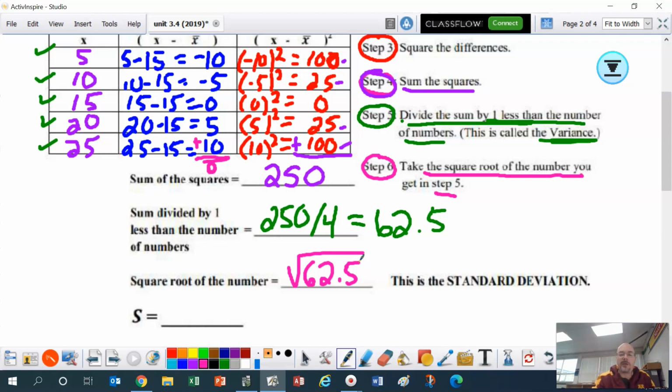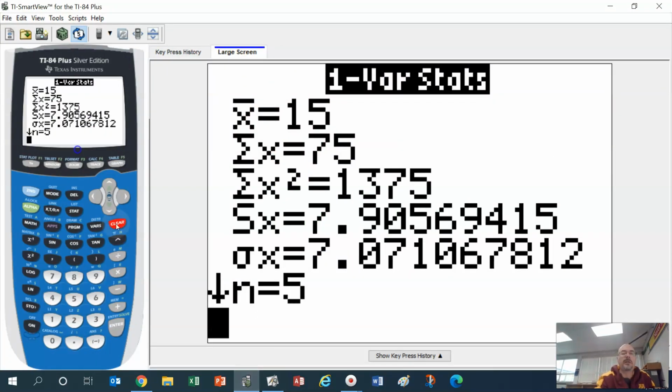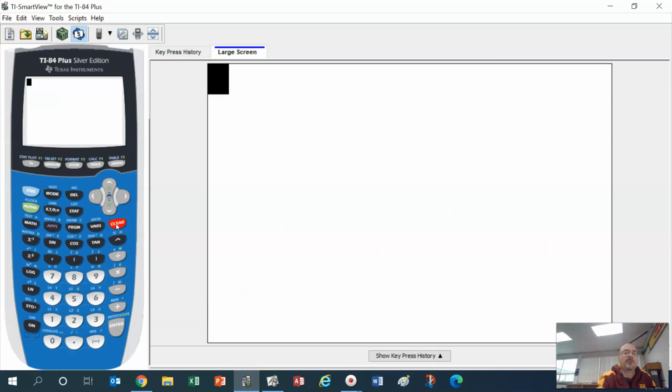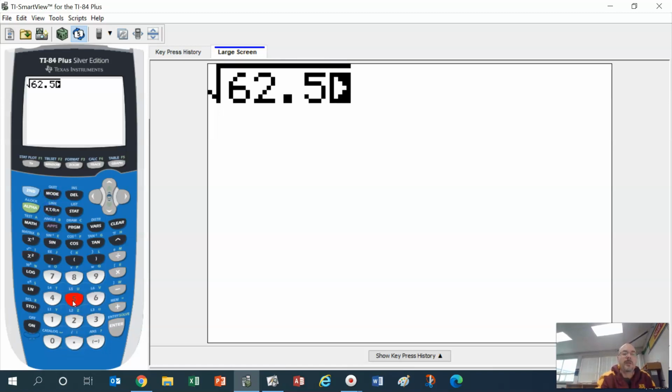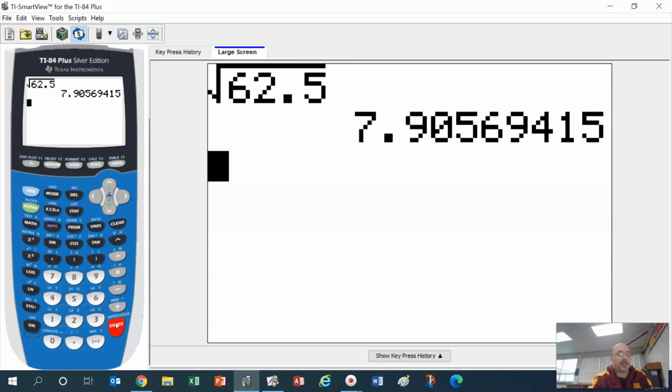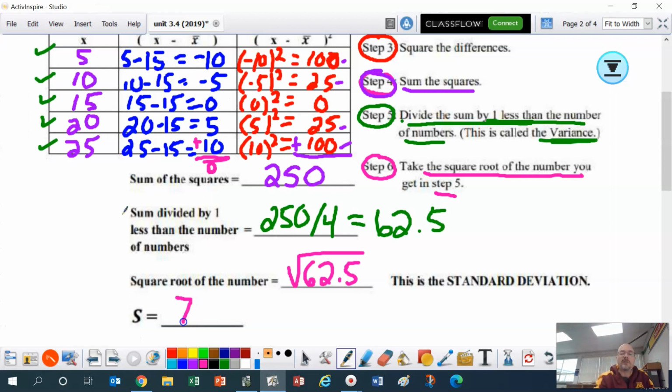And you end up with, and let me just show you quick with the calculator. The square root, you got to hit the second button and then the x squared button. Do you see it? The second button and the x squared button. And then you're going to type in 62.5. And voila, yes, it's a decimal. We're going to round it to at least 1 decimal place. Sometimes we might round it to 2 decimal places, but 1 decimal place for now is good enough. So that means the standard deviation is 7.9.